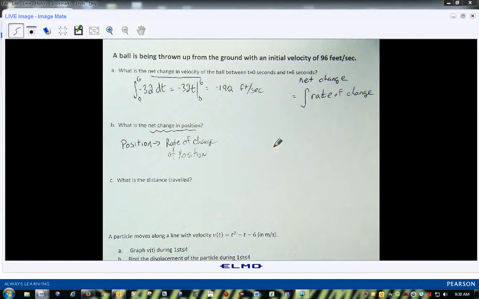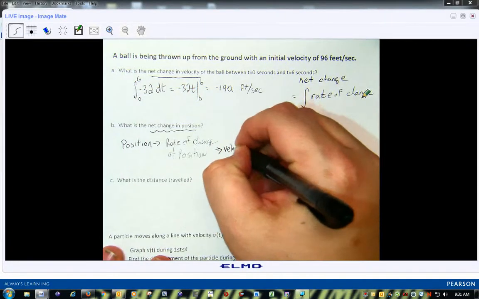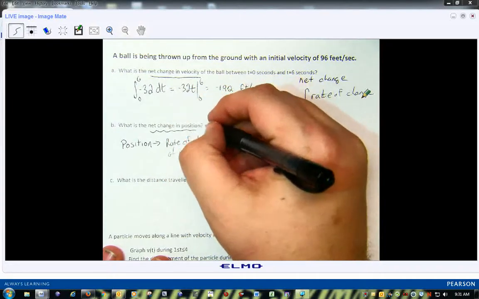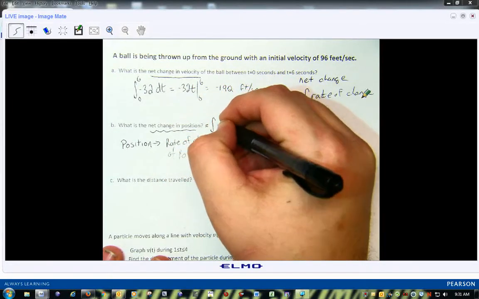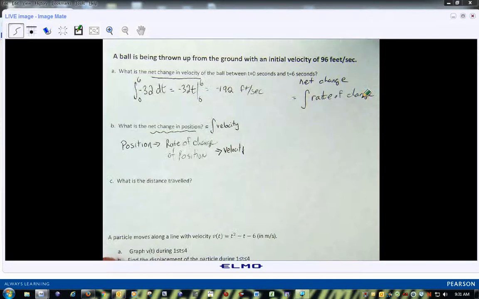All right, so net change, when you're talking about position, you want to think of, all right, what's the rate of change of position? In this case, it's velocity. So if we want net change in position, this is going to be the integral of velocity. But the problem is we don't know what the velocity is.